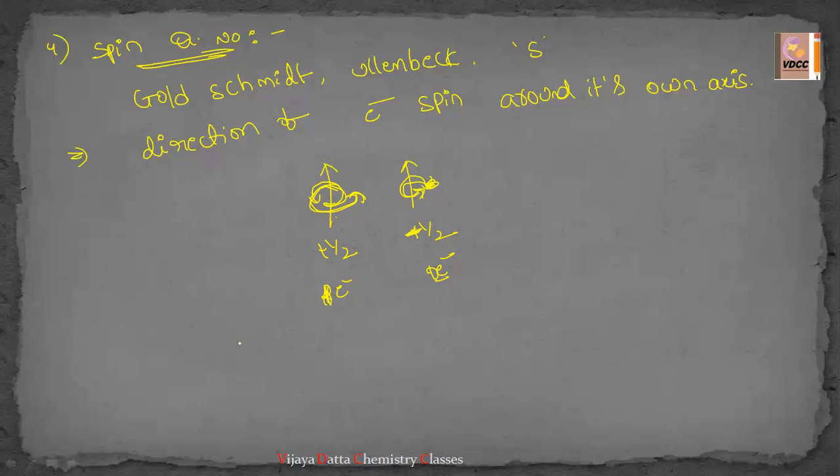See, they are giving plus half for the upward arrow and minus half for the downward arrow. This is the clockwise direction, and a downward arrow is the anti-clockwise direction. Okay, this is the information about the spin quantum number. In the spin quantum number, they'll give you some questions, and they can ask which one it is, or whether the following quantum numbers are possible or not.